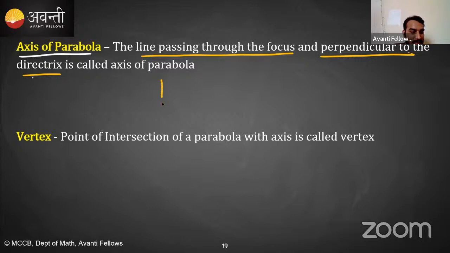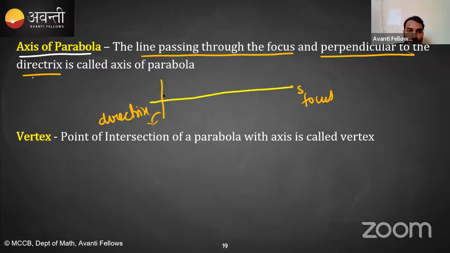Okay, let's say this is your directrix. Okay, and this is your focus. There will be infinite lines which will be perpendicular to the directrix, but there will be only one line which is perpendicular to the directrix and also passing through the focus, right? Which is like this. So this is the axis. Clear? Is this clear? So axis is a line which is passing through the focus and also perpendicular to the directrix.